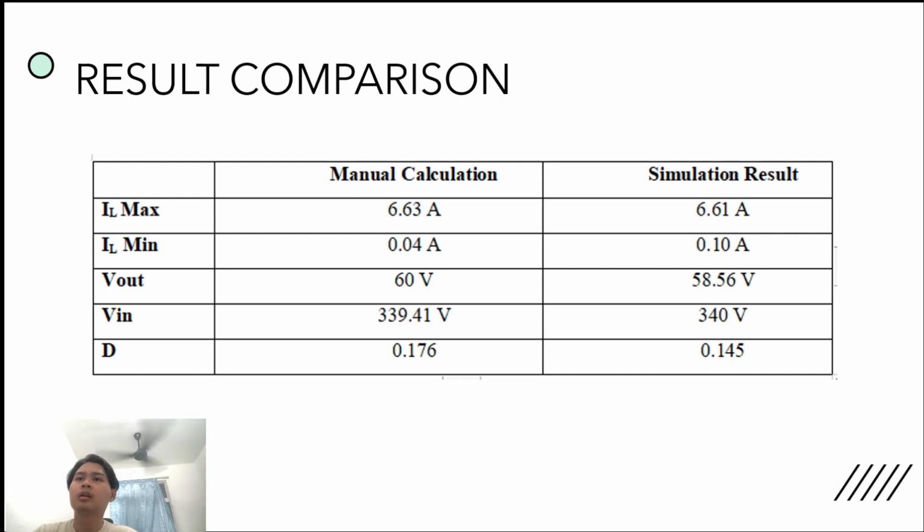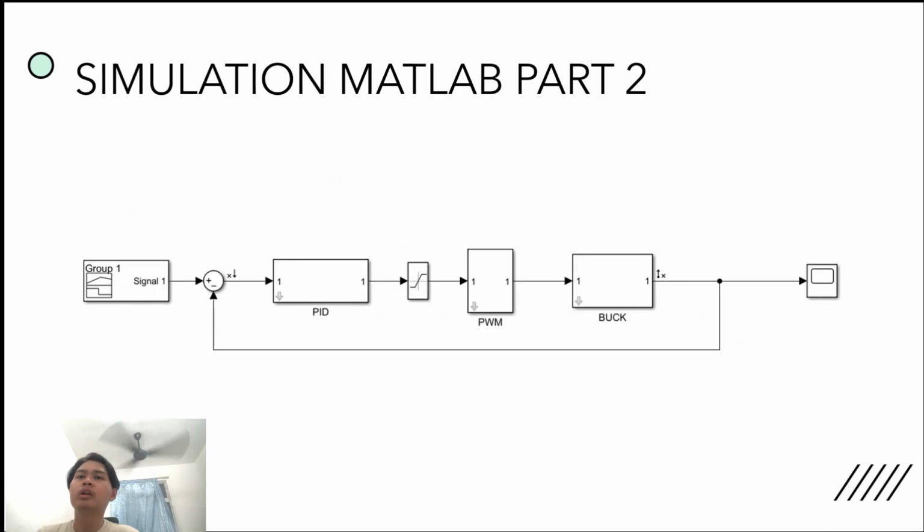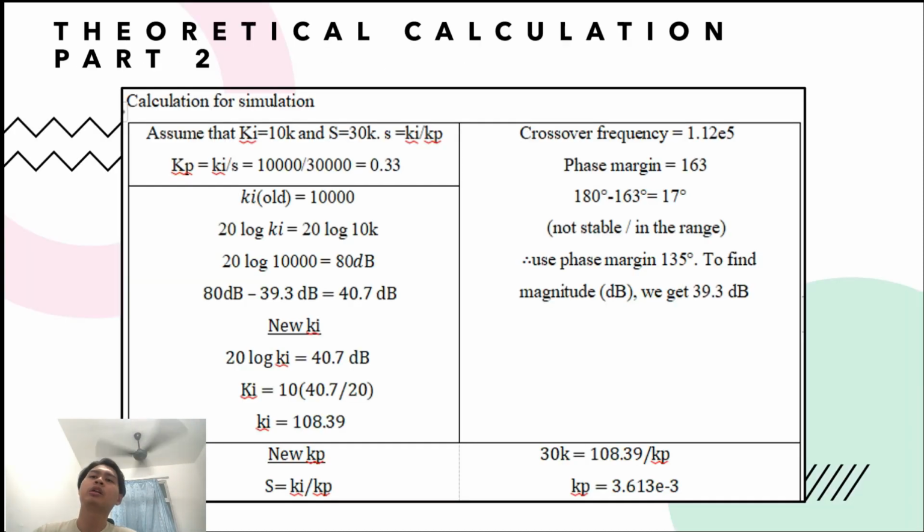Next, for the simulation MATLAB part 2, this is the design of the circuit containing block diagrams of the PID, PWM and buck converter. Next, this is the theoretical calculation for part 2. First, we assume that Ki is 10K and S is 30K. Then we found out that the Kp is 0.33.